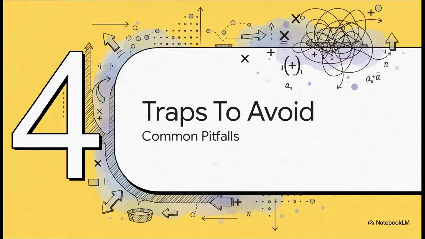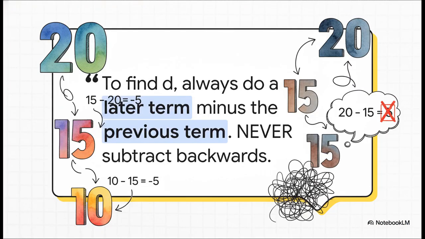Easy enough. Let's talk about a couple of common mistakes. You know, the little traps people fall into. If you know what they are ahead of time, you can just step right over them. The number one biggest mistake is subtracting in the wrong order. Think back to that sequence that was going down, 20, 15, 10. If you accidentally did 20 minus 15, you'd get a positive 5, which makes no sense, right? The sequence is going down. You have to do the next term minus the previous term.